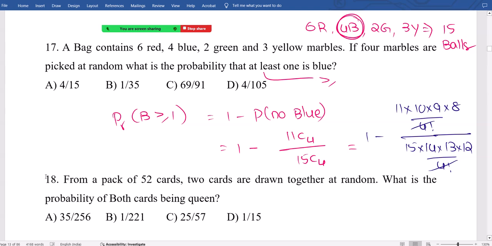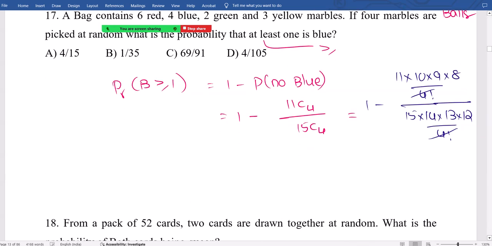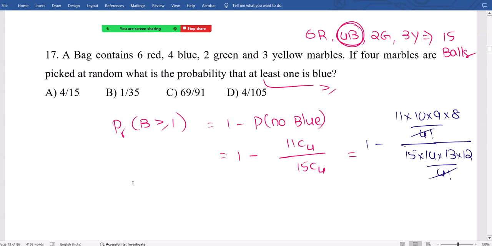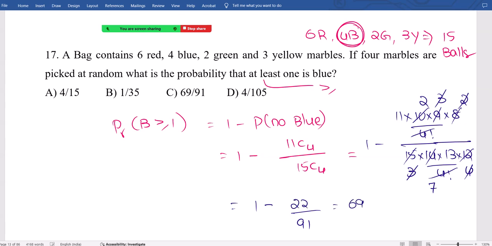So guys, my intention is to discuss more questions. Right. So if you just have a look, cancel all those terms whichever are common, like 5 2 times, 5 3 times, 3 once, 3 3 times, 3 4 times, 4 once, 4 2 times, 2 once, 2 7 times. I think denominator 91, numerator 22. You got 69 out of 91. So option C is correct.